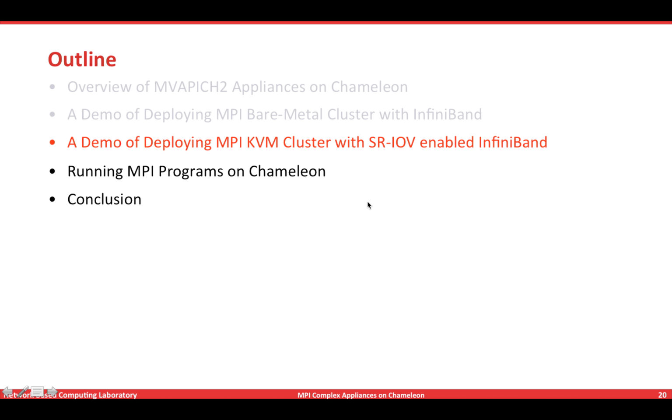Okay, so these are the steps of deploying an MPI bare metal cluster with Infiniband. It's very easy. You just have to use our appliance, and all the configuration steps and the installation of MPI will be automatically handled by our appliance in the background.